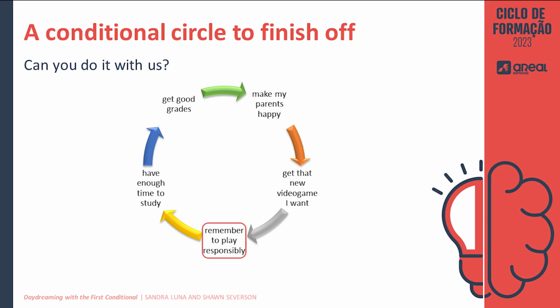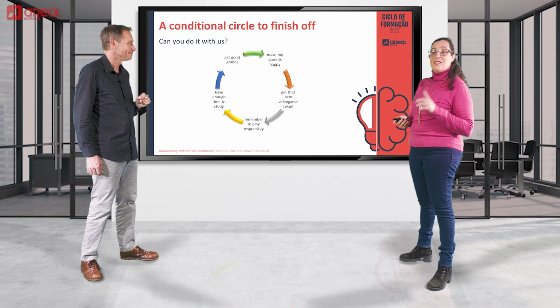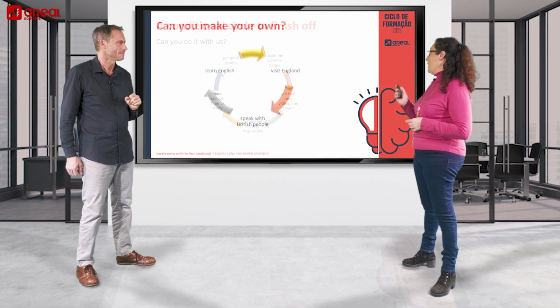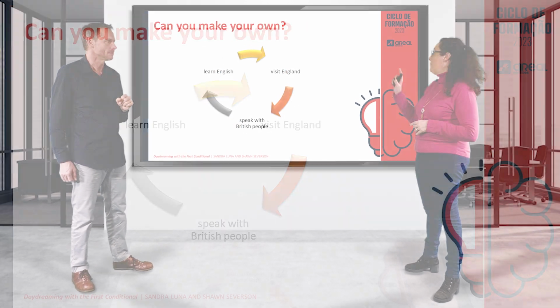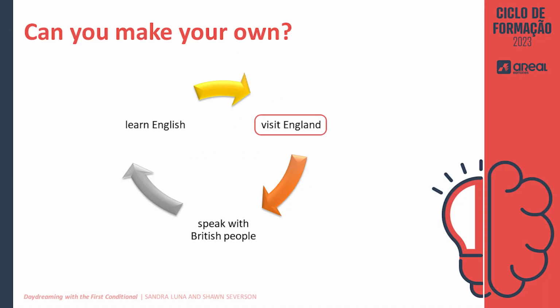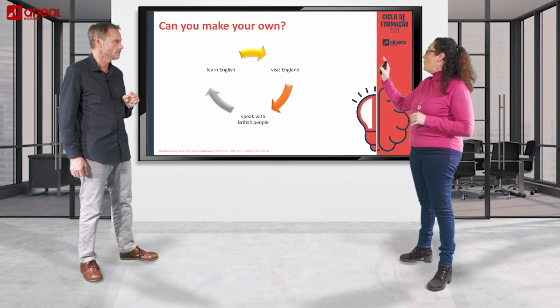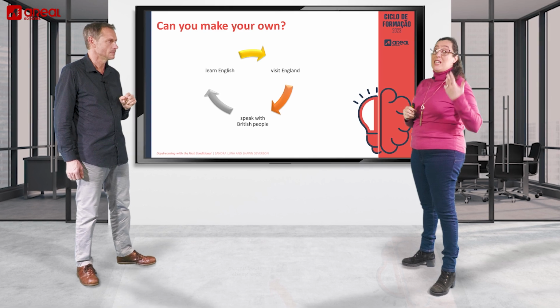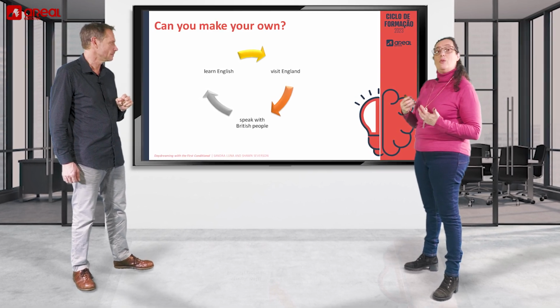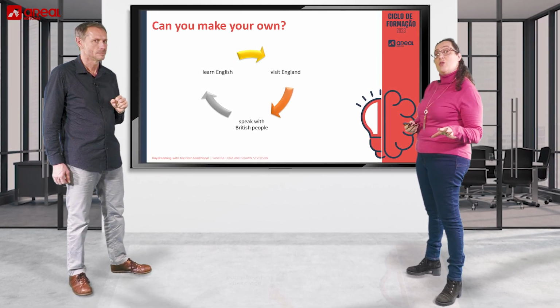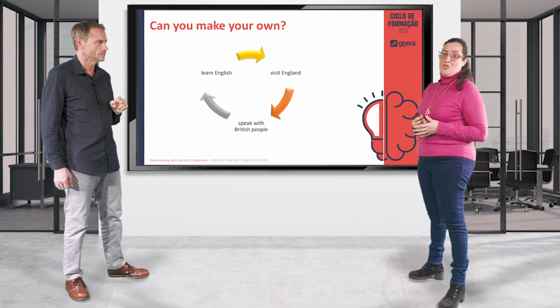If I remember to play responsibly, I will have enough time to study. If I have enough time to study, I might get good grades. All right, time for you to try as well. So here's your circle. Learn English, visit England, speak with British people. So start with learn English. Start with if I learn English. What happens next? The video will now be paused and you can try it on your own.